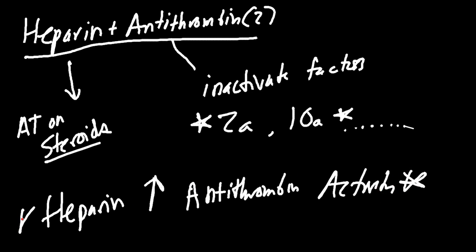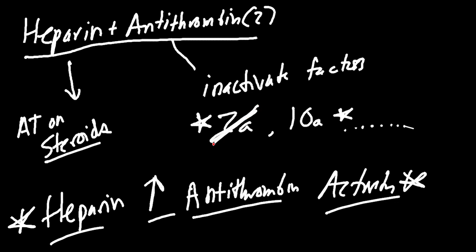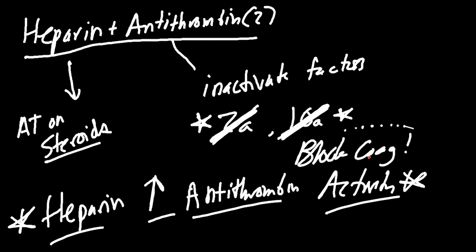Top 10 point of this lecture: heparin activates antithrombin activity. Antithrombin still works normally without heparin, but when you throw the heparin drug into the system, it'll make antithrombin work really well. So what does that do? It'll inactivate factors. We'll get rid of factor 2, which is in the common pathway. It'll inactivate factor 10, which was also in the common pathway. We're going to block coagulation. So this is going to be an anticoagulant medication. Heparin is going to be an anticoagulant.